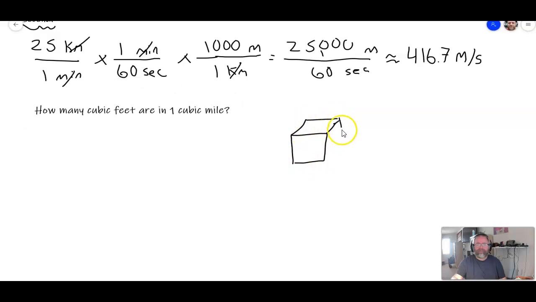All right, trying to make a cube here. Okay, let's say I start with a cube, and I'm going to make this cube a cubic mile. That means it's 1 mile here, 1 mile there, and 1 mile height, right? So just 1 mile by 1 mile by 1 mile.